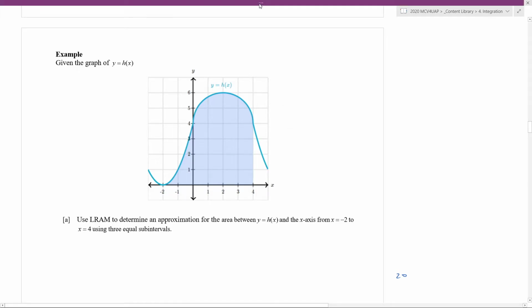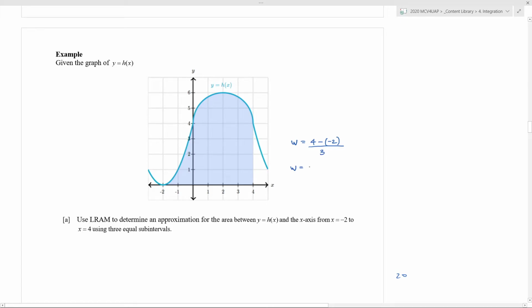Okay, so W, the width of each rectangle, is going to be the ending x value 4, subtract the starting x value -2, divided by the number of subintervals, or rectangles, which is 3. So W is 6 divided by 3, which is 2. Okay, so that means my rectangles, just kind of putting some red lines on there.